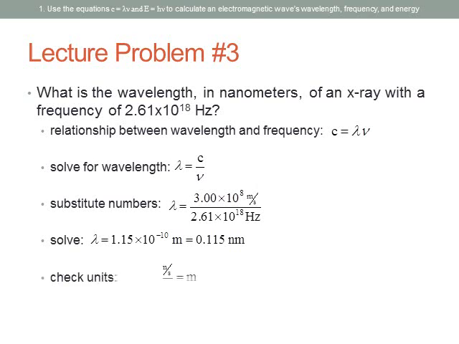And then checking the units here, we have meters per second divided by hertz, which is the same thing as meters per second divided by 1 over seconds, so the seconds will cancel. That leaves us with meters, and then we convert to nanometers to get the answer that we're looking for.